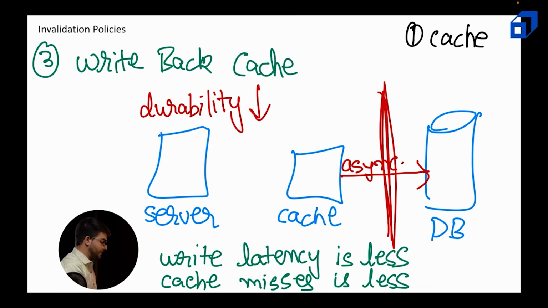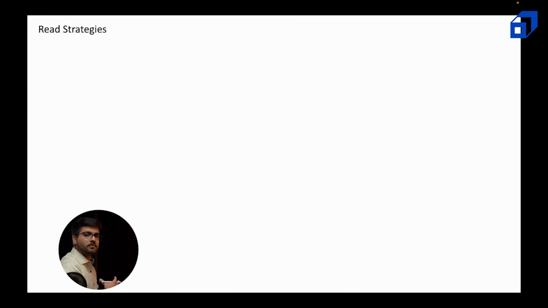So now let's move on to the next part, where we talk about some of the read strategies, like how the information is passed from the database to cache if it is missing. Now let's make a note of all the read strategies first, like the previous time, and then we will go in detail through all of these read strategies.